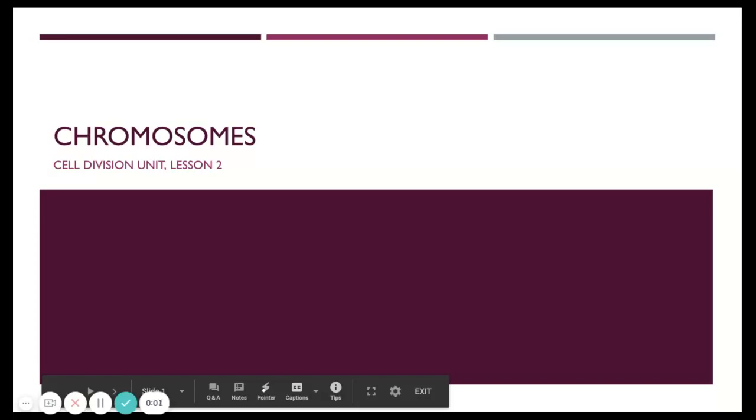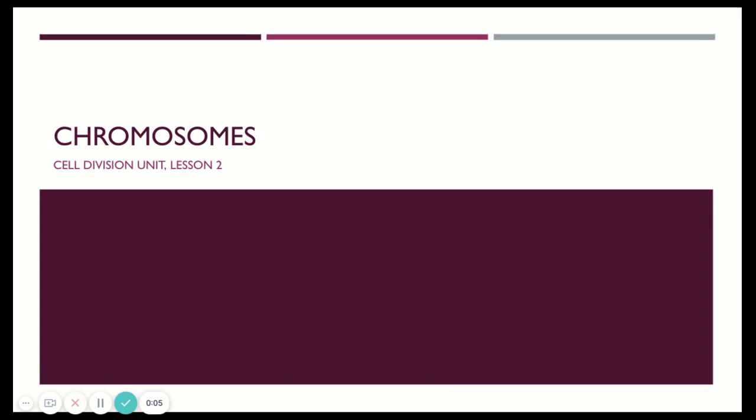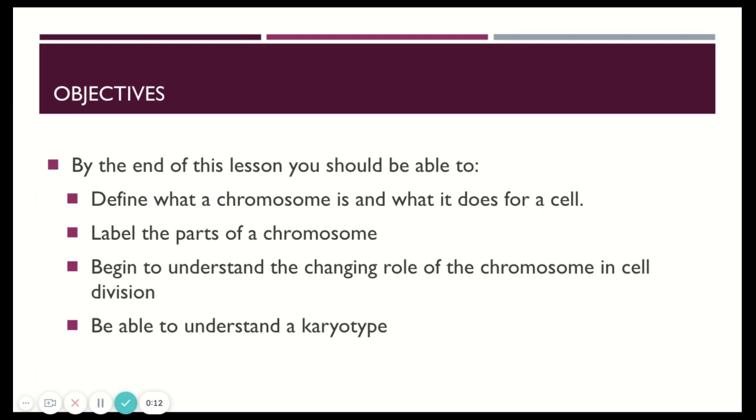Right, welcome back to our second lesson in Unit 4 for cell division. This is chromosomes and karyotypes. There is a note taker to go along with this if you wish.